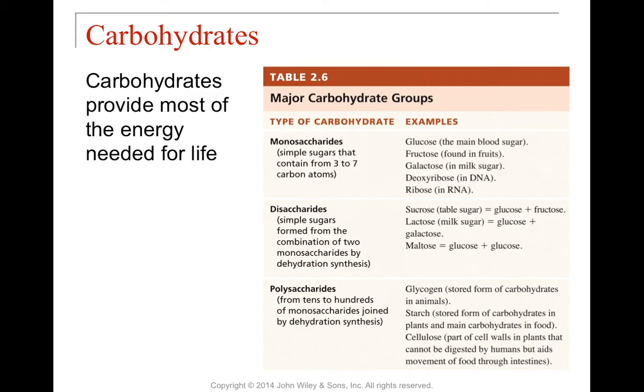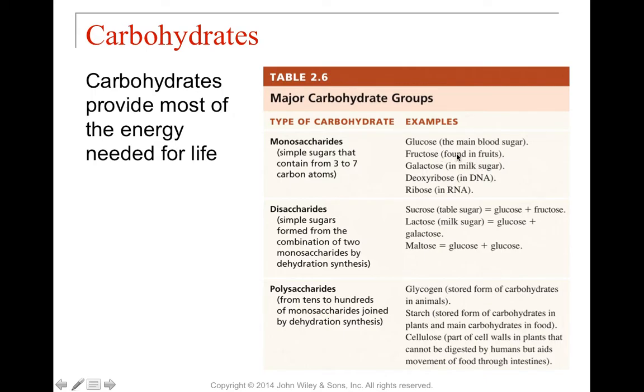A simple sugar that has 3 to 7 carbon atoms is going to be smaller. Examples of those would be glucose, fructose, galactose, deoxyribose, and ribose. And you'll hear all of these extensively as we go throughout the lectures because deoxyribose is found in DNA, ribose in RNA. Galactose is in milk sugar, fructose is in fruits.